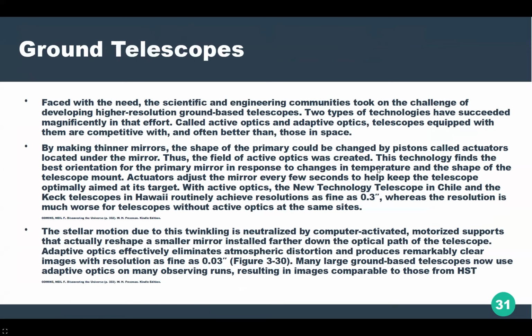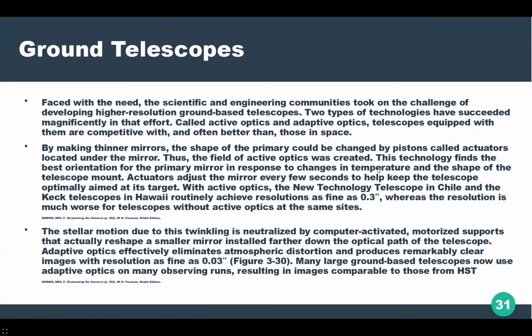With active optics, the new technology telescopes in Chile and the Keck telescopes in Hawaii routinely achieve resolutions as fine as 0.3 arcseconds, whereas the resolution is much worse for telescopes without active optics in the same site.